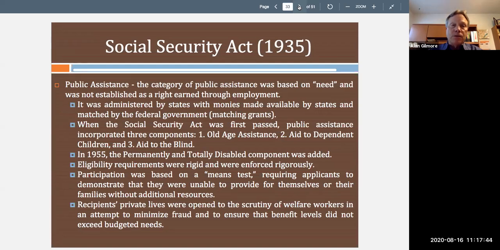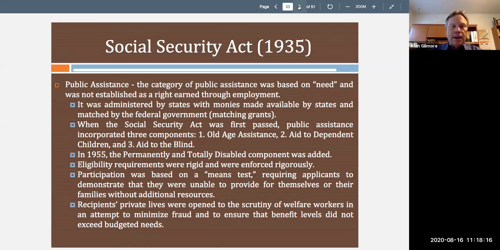So a little bit more on the Social Security Act. The public assistance piece, so again, here's the second part, was based on need and was not established as a right earned through employment. So this was not one where you necessarily had been paying into it, but that there was a designated need that had been identified and that you met the qualifications. It was administered by states with money made available by states and matched by the federal government. So again, that matching funds or matching grants.